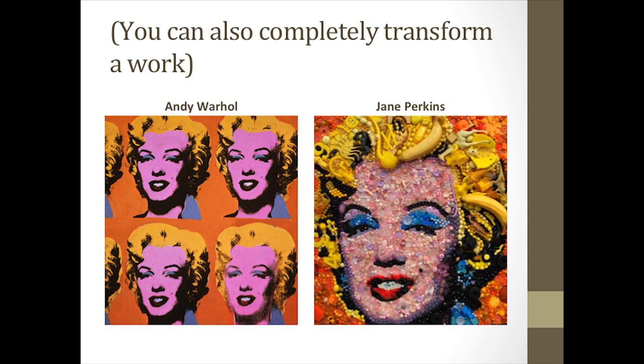So on the left, you see an Andy Warhol. On the right, you see a work by the artist Jane Perkins, who's gone through and used found objects to recreate, in a sense, that work. But she's completely transformed it. It's completely distinguishable. You would never look at that and think that it was an Andy Warhol. So she's saying something about that work, and in the process, she's transformed it to be a completely new piece of artwork.